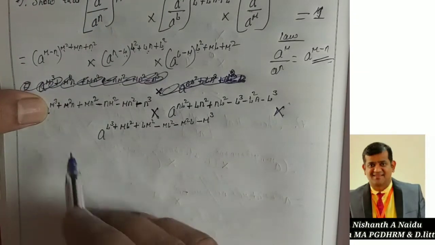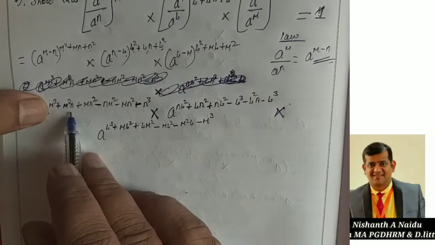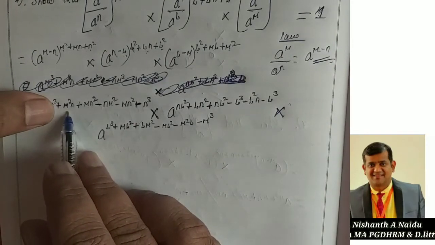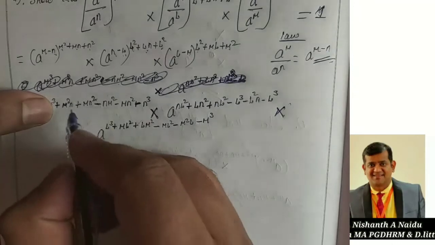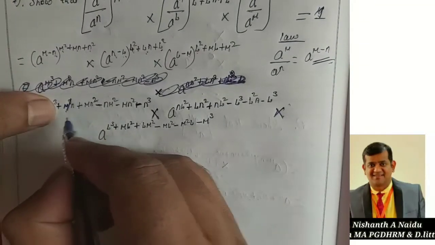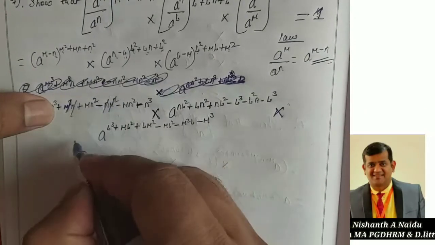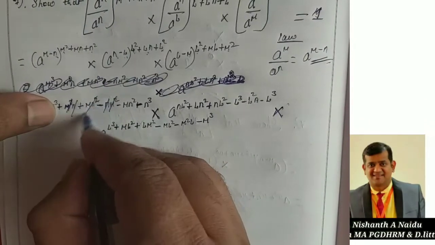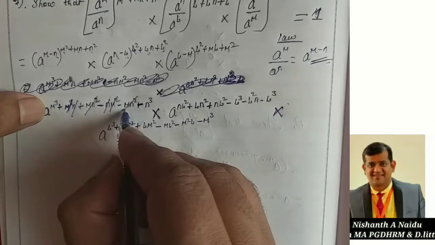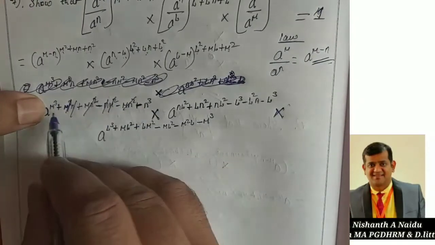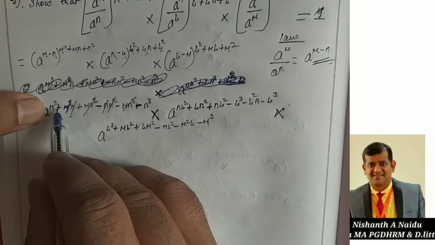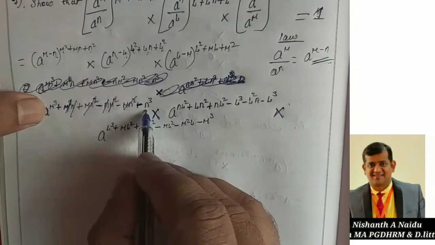So here look at one by one, which are all common, plus and minus, that you have to cancel. m to the power of 2 n, m to the power of 2 n, m n to the power of 2, m n to the power of 2. Okay. So the left out is m to the power of 3 and n to the power of 3.